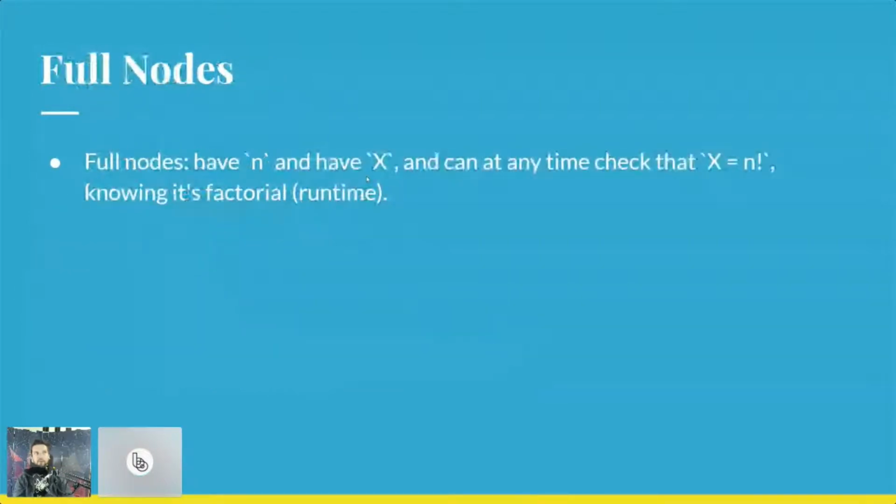For full nodes, we have n, so the final number of blocks, and we have x. And we can at any time check that x is the factorial of n, because we have the formula, we have the runtime. We know that it's a factorial, and we can always calculate this. It'll take a while for us to get from 1 to n, but we can check this out.